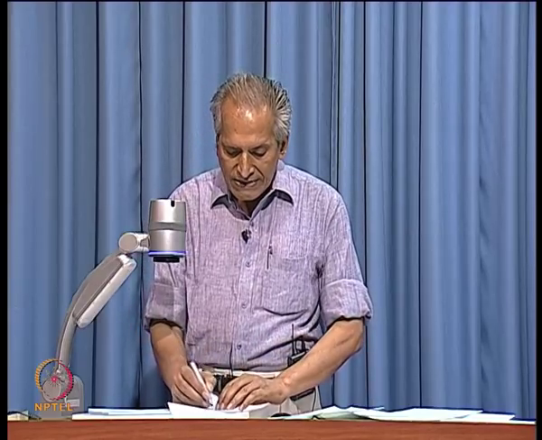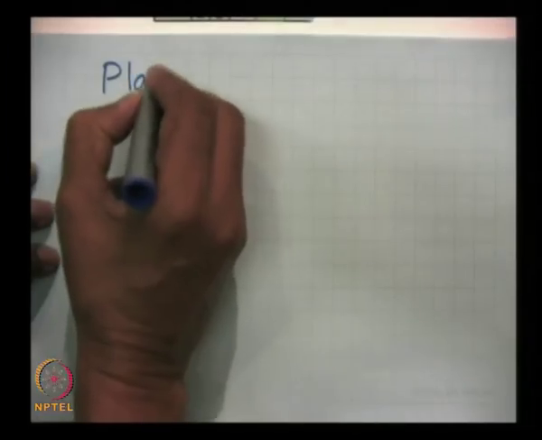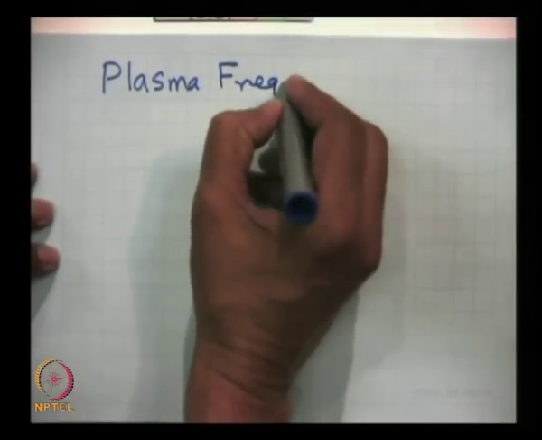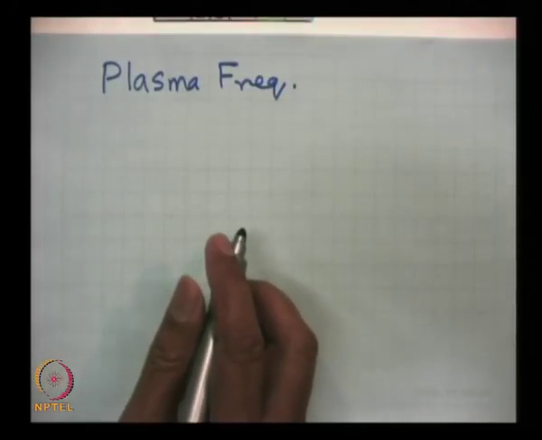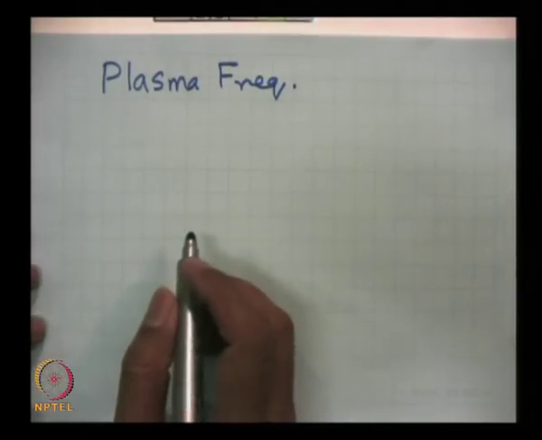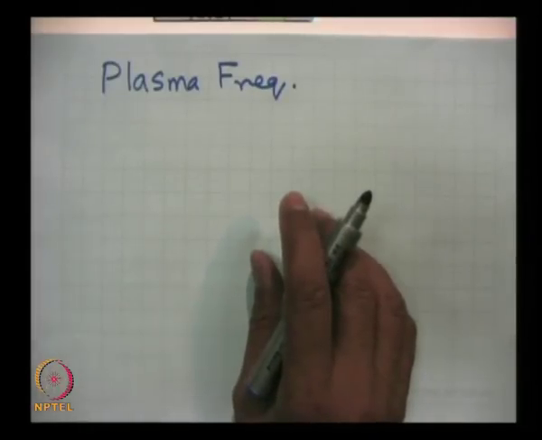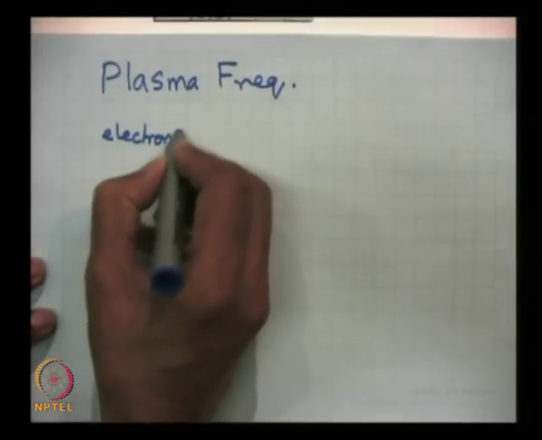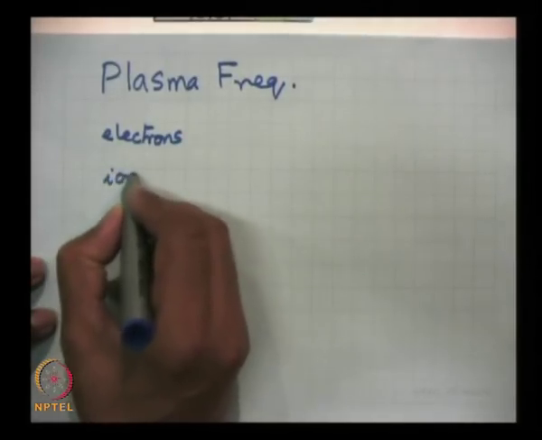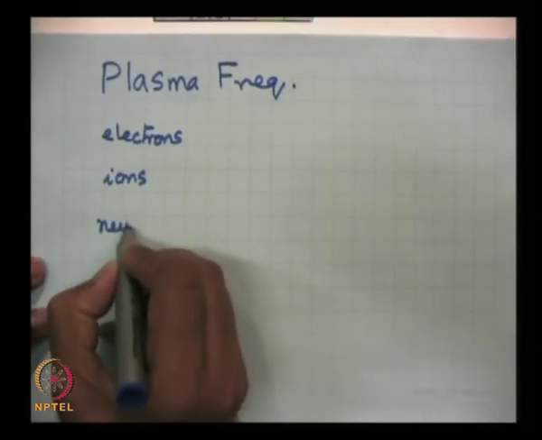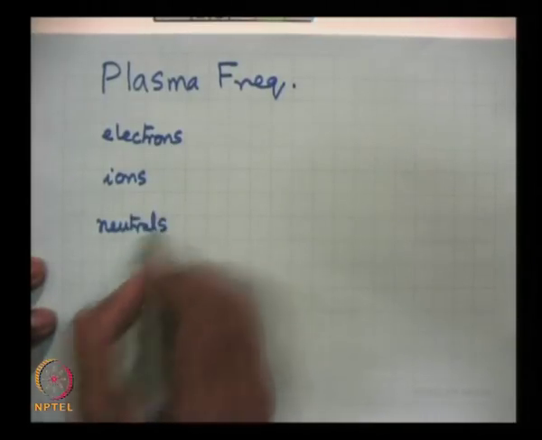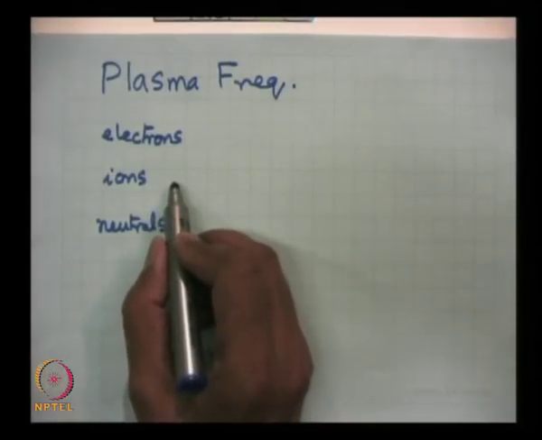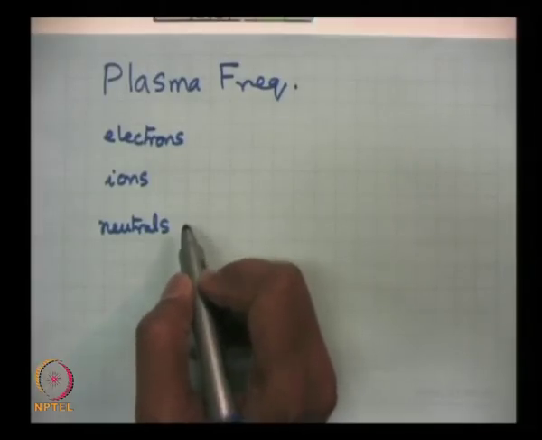Now, plasma frequency is also a very important characteristic of a plasma. Let us understand what this is. As I mentioned to you, plasma is comprised of three kinds of particles: electrons, ions and neutral atoms or neutrals. Electrons are light in mass, ions are heavy in mass, and neutrals are heavy in mass and have no charge.